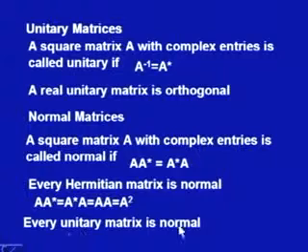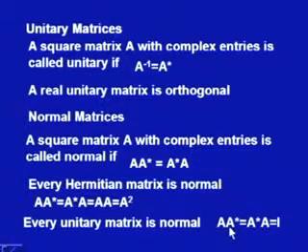and every unitary matrix is normal. It is just an extension of what we have discussed just now. You can check that A A star is equal to A star A is equal to I. So, this is I, but both of them are equal. This is what is required for a normal matrix, and that is why we say that every unitary matrix is a normal matrix.